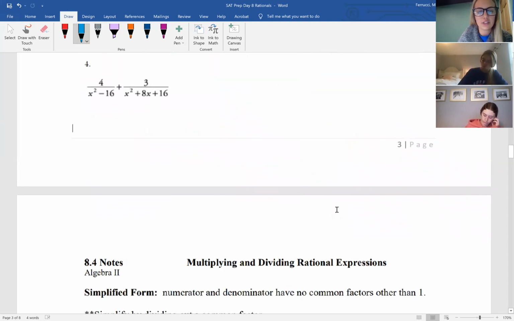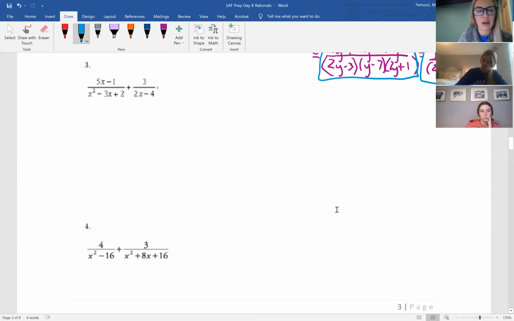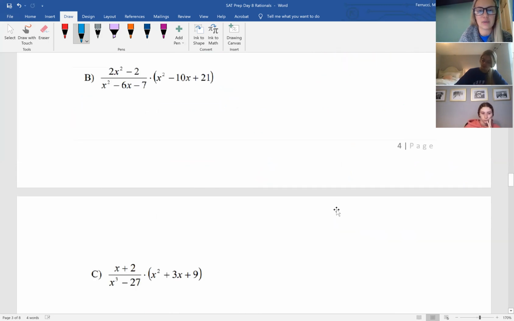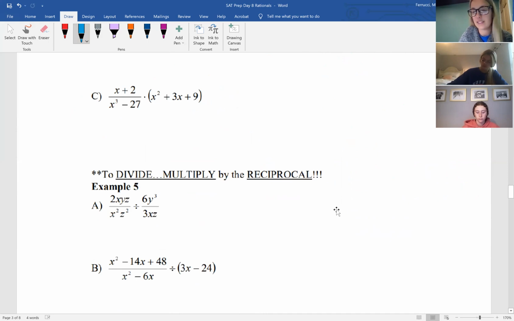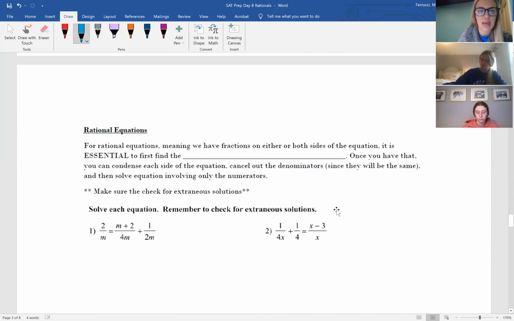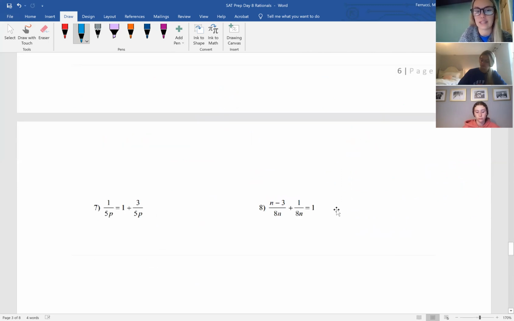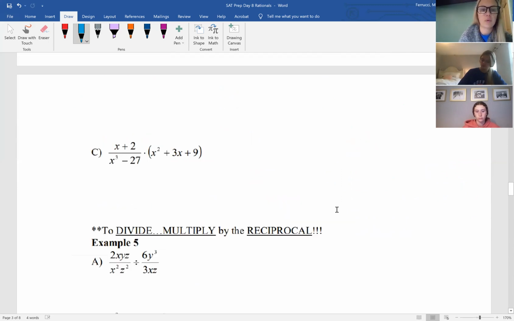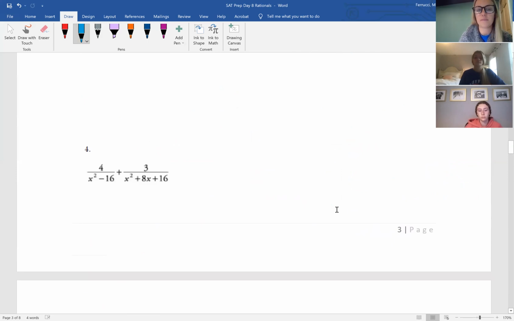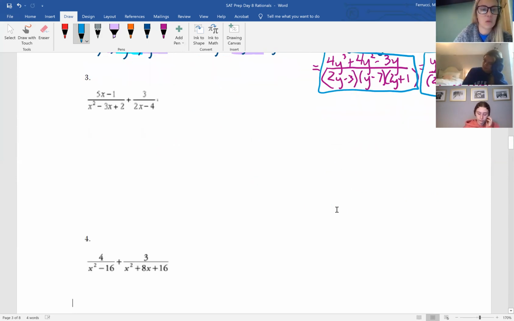Okay, we're just going to do these next two and then I'll give you guys a break. And then we'll get into these ones, which aren't as bad. Adding and subtracting is honestly the hardest for these ones. And then homework is to finish up any of the ones that we didn't do. So let's finish up these number 3 and 4, and then we'll take a short break.